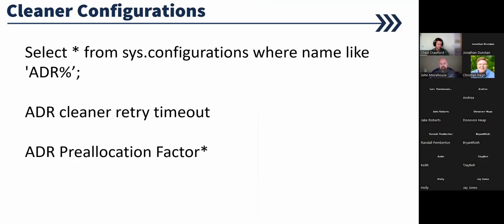Now the retry is basically, if the cleaner runs into an issue while trying to get a hold of a lock in order to clean out the versions, it might die. And so if it dies, then it will retry. Essentially there's a default of 15 seconds where the cleaner is going to retry again in 15 seconds and spin back up. The pre-allocation factor.